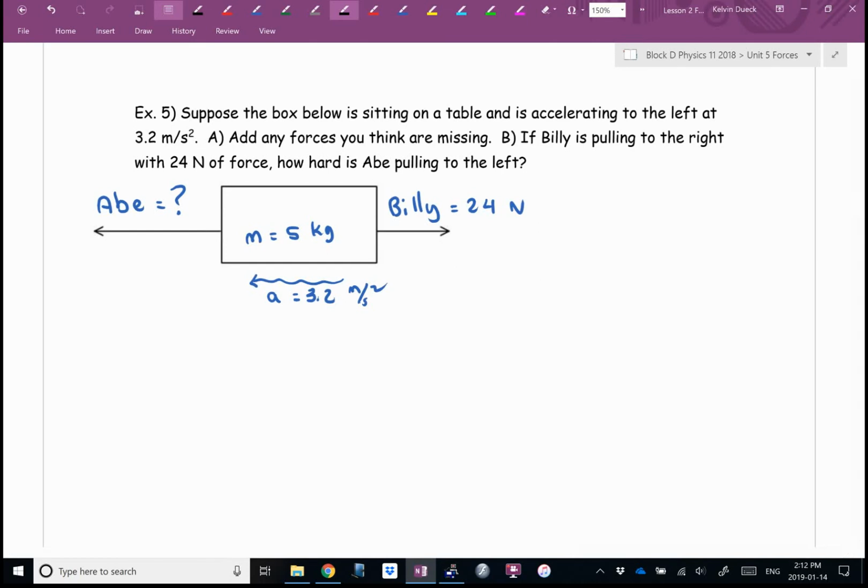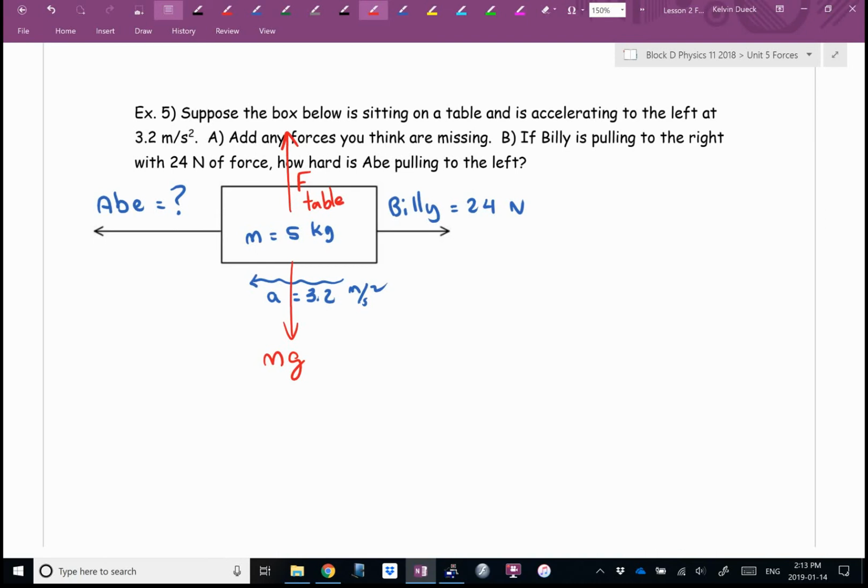What else must be here if it's sitting on a table? What forces are missing? Okay, I would definitely have gravity down. Is that all? It has to be the table pushing up. And draw your arrow, Kenley, the same length as however you drew gravity. Eyeball it. You don't have to pull out a ruler and measure it to the nearest millimeter, but please be close. Okay, so add any forces that we think are missing. We know those are missing. Check. B wants me to find how hard Abe is pulling to the left.